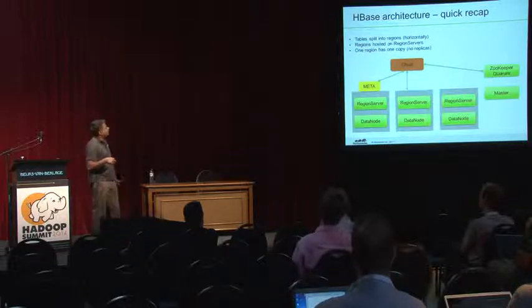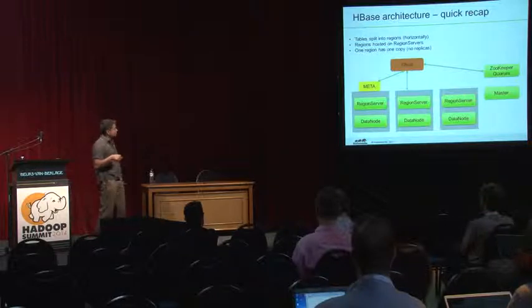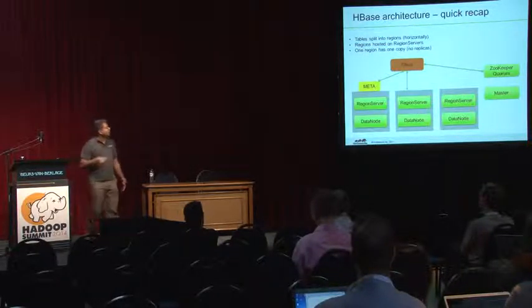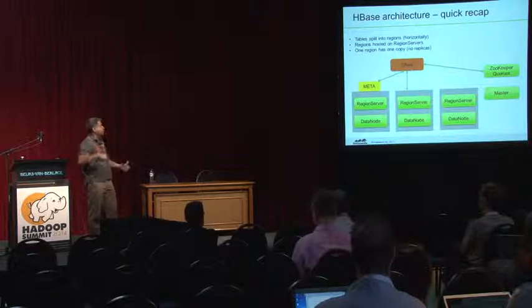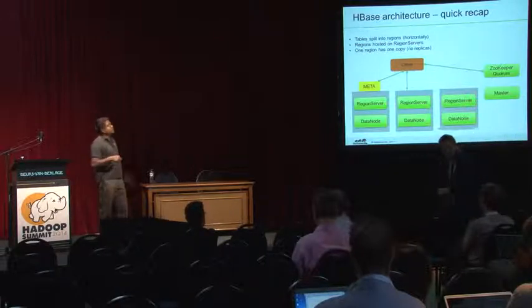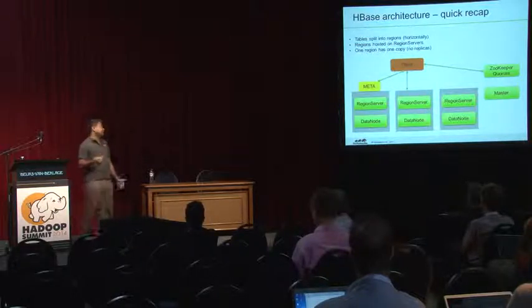The other thing I want to point out is meta. Meta is a table that has metadata about all the other tables in the cluster, and this is also a single table. All clients, when they start, first look up the meta in order to find out where the actual region is in the cluster. So this becomes a single point of failure as well. If this is down, at least the new clients cannot talk to their regions.